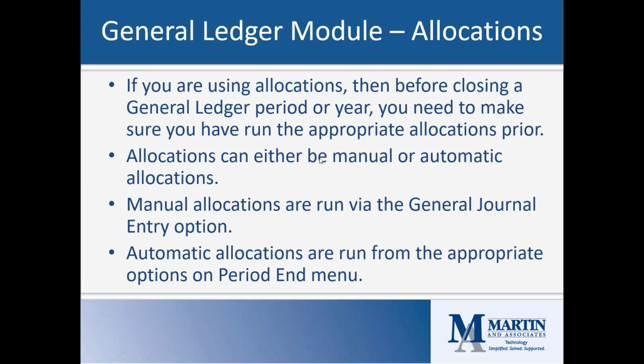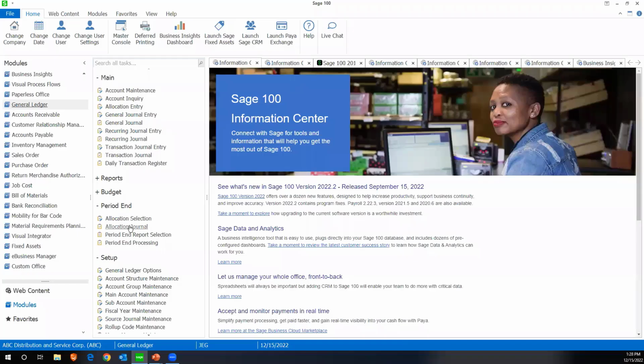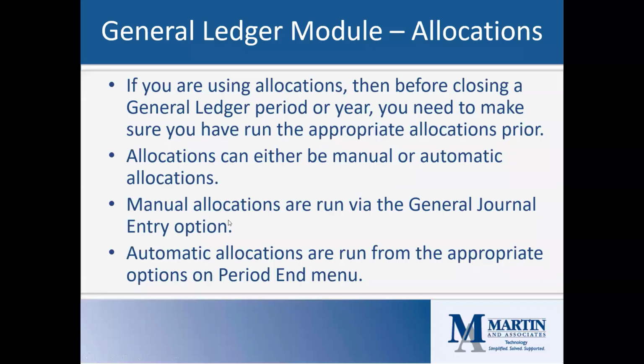Allocations are either manual or automatic. If they're manual, you determine when they run by running it through general journal entry. If they're automatic, you determine when they run by running the allocations off of the period end menu right here. Okay. And if you have allocations set up and you have not run them yet, when you go in to do a period end processing for the general ledger module, it'll tell you, are you sure you want to do this because you haven't run your allocations yet? So you will get a warning. You can say, yeah, I want to go ahead and do that, but it'll at least warn you.